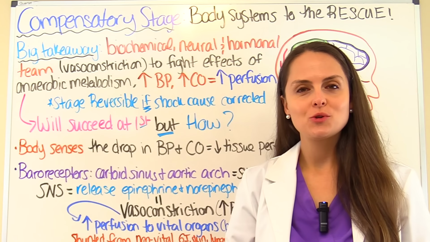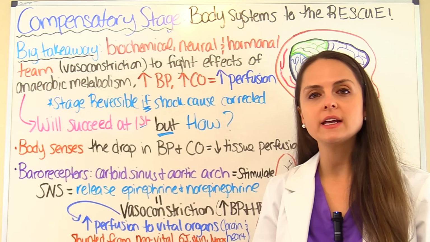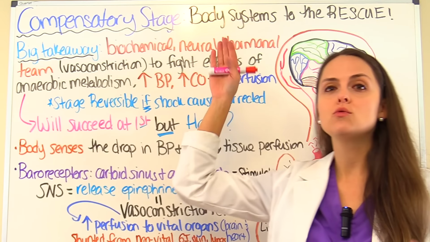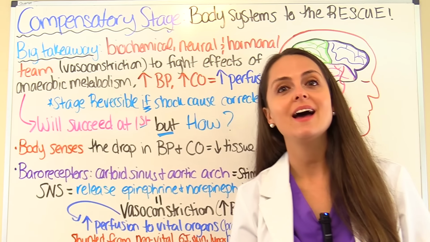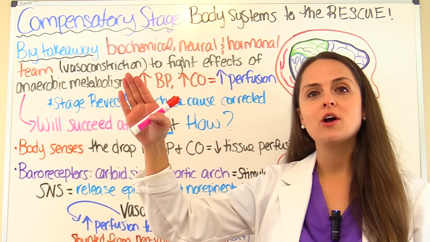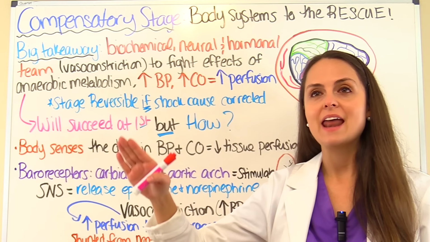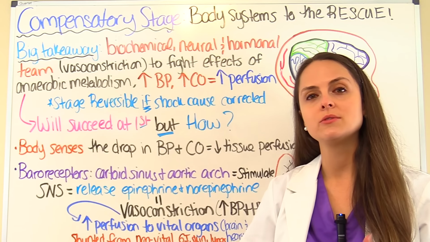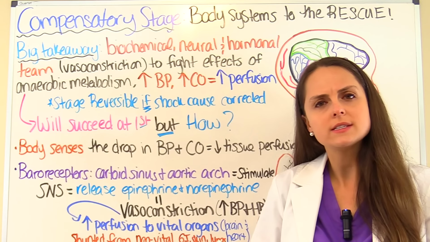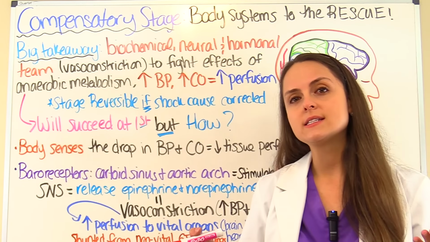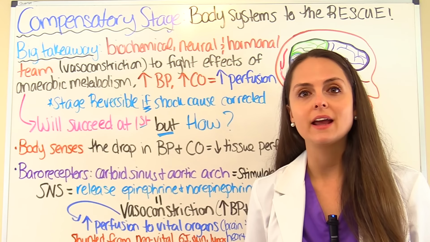Now let's talk about the compensatory stage. In a nutshell, what's going on during this stage is that the body is using its systems to rescue itself. Just like the name says, the body's trying to compensate because in the first stage, what's going on? Our cells are experiencing hypoxia. They're releasing lactic acid, and our body knows if this continues, the cells that make up our organs are going to die and our body is going to die. So it wants to increase tissue perfusion so these cells don't die. And we have these natural structures in our body that can help do that.